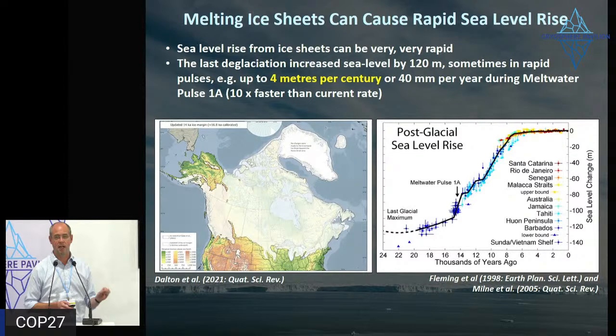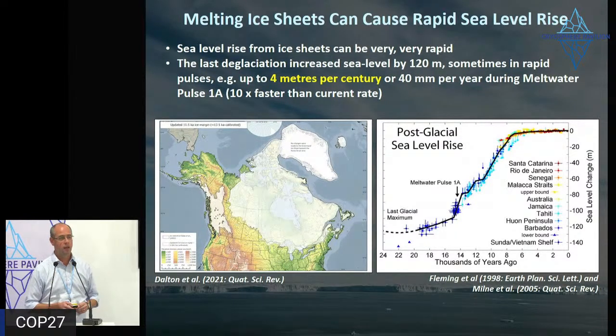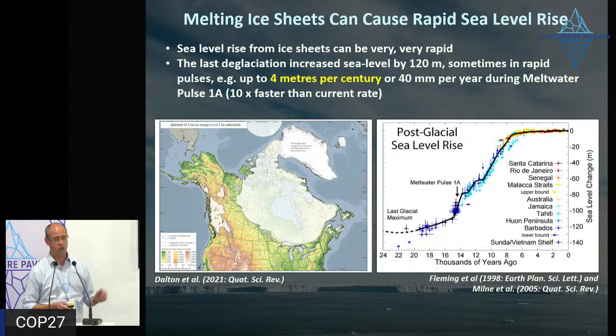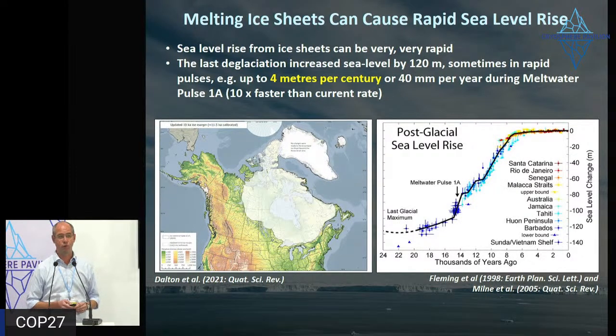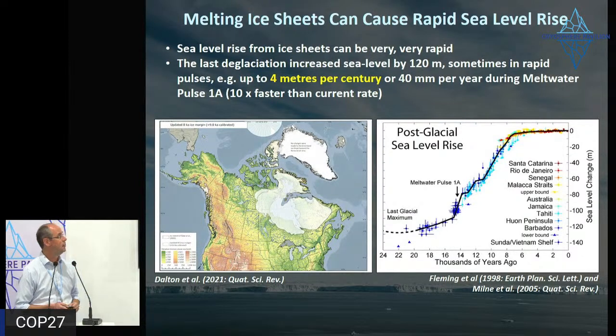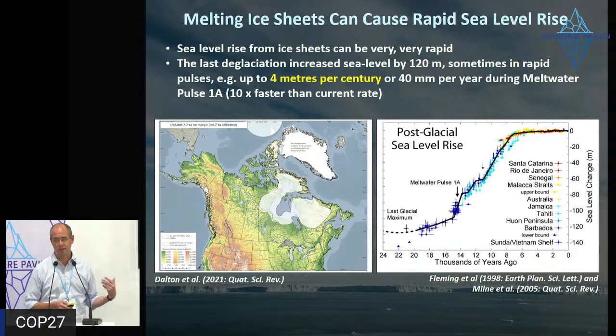I've labeled one on the plot there, Meltwater Pulse 1A, when we think, albeit with uncertainties, that sea level could have risen by 4 meters per century. So that's 10 times faster than current rates. So we have some lessons from the past that tell us that ice sheets can actually put water into the oceans very quickly, and on timescales that will be very, very difficult to adapt to.